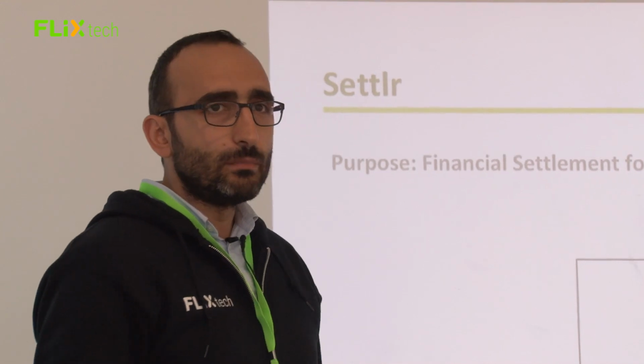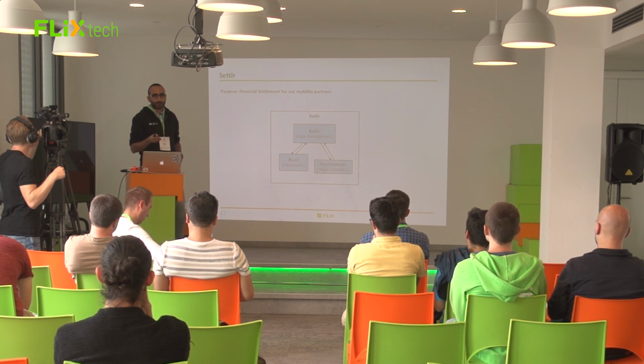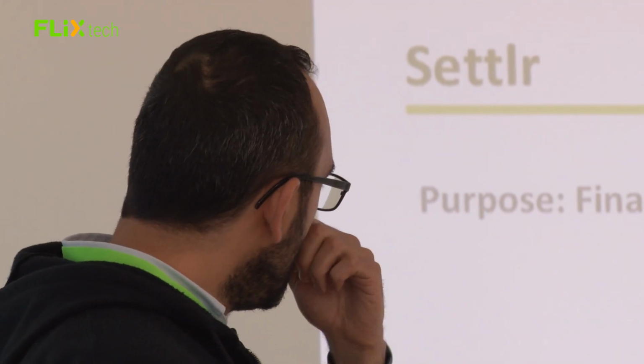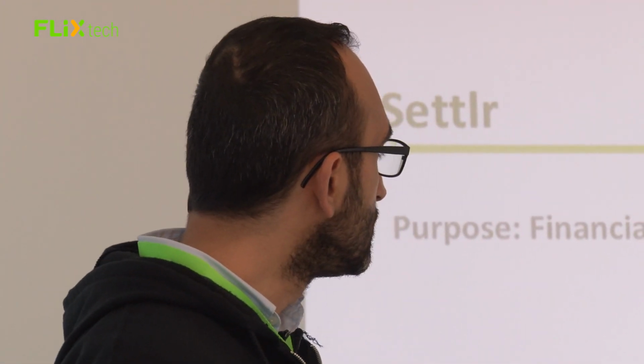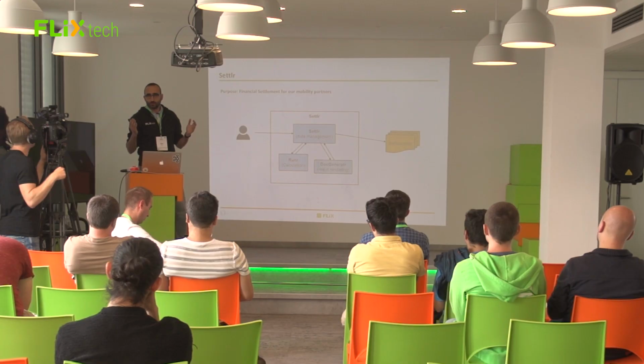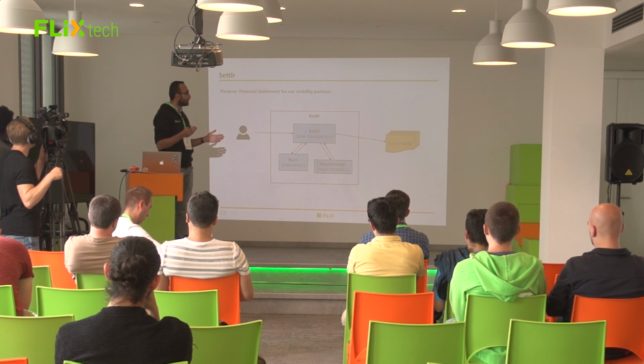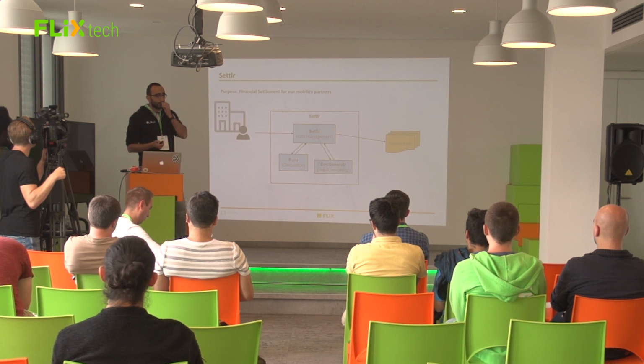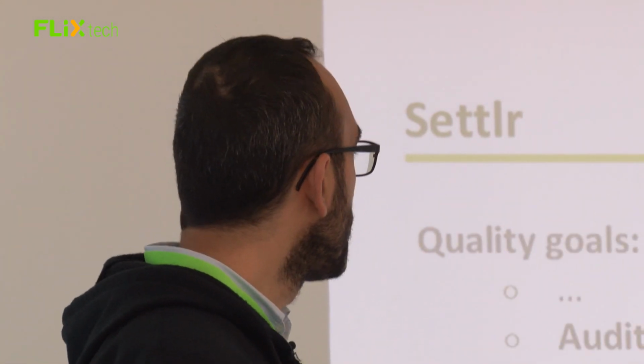Settlr consists of three main components. They collaborate together to achieve the task of Settlr: generating financial settlements for our mobility partners. The main component is Settlr. It is a data management application where the users enter the data and generate the settlements out of it. Our application is an internal application. Our users are internal users, and we have a limited number of users.